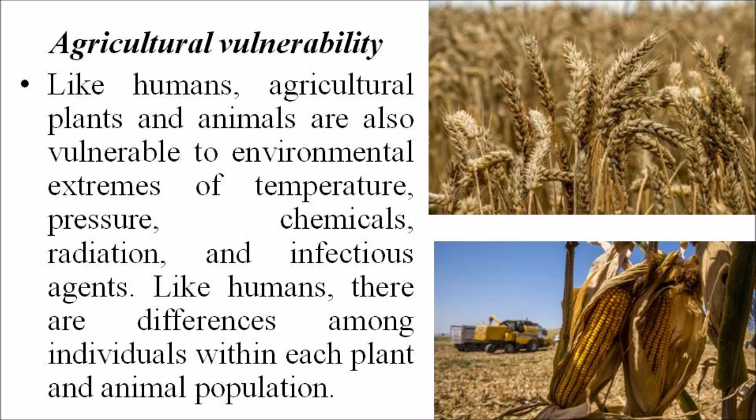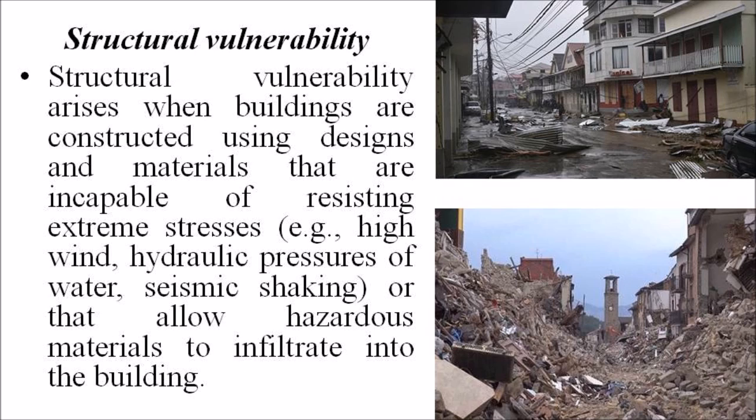Like humans, agricultural plants and animals are also vulnerable to environmental extremes of temperature, pressure, chemicals, radiation, and infectious agents. Like humans, there are differences among individuals within each plant and animal population. However, agricultural vulnerability is more complex than human vulnerability because there is a greater number of species to be assessed, each of which has its own characteristic response to each environmental stressor. The third one is structural vulnerability.